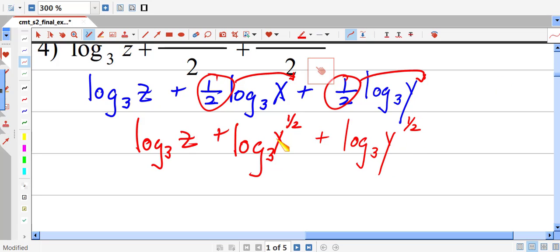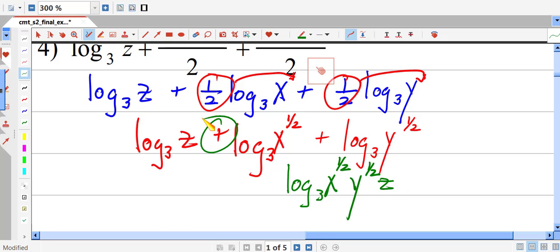And then lastly, I have addition, so I can condense into a single logarithm that multiplies all the arguments together. Notice that the base always stays the same. It doesn't change at all. So just to get things alphabetical, I'm going to do x, y, z. Okay, because that's addition, it becomes multiplication of the two arguments. And then that's my answer.